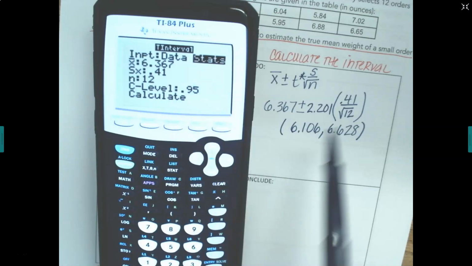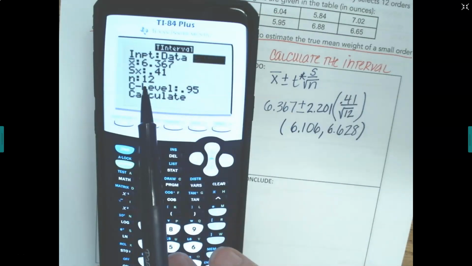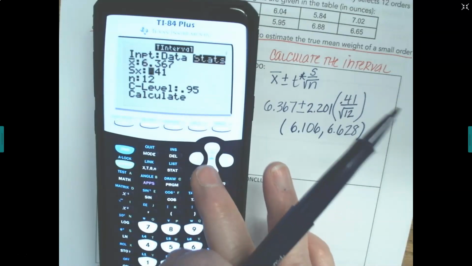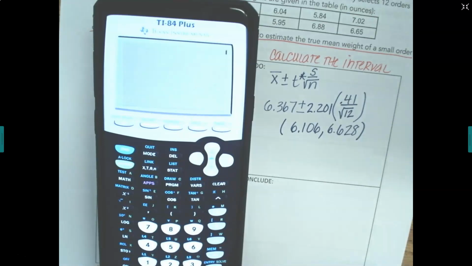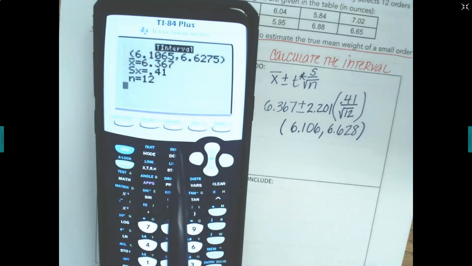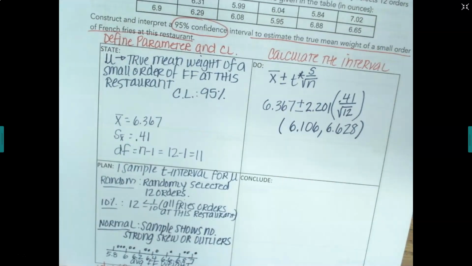The standard deviation was 0.41. We calculated that. Our sample size is 12, and our confidence level was 95%. So you'll enter all of that, and it will give you, here's your confidence interval. So you can double check that, yeah, we got the same thing. You know you did your calculations right. Okay, so that's all that we have for the do portion.